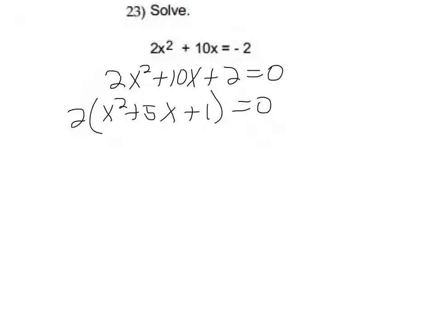Now, when you factor and it equals 0, you can then go to setting up equations. Set each piece equal to 0. Well, that 2 is not equal to 0, that's gone. So we've gone to x squared plus 5x plus 1 equals 0. And that doesn't factor. But it still says to solve. So we're going to use the quadratic formula.